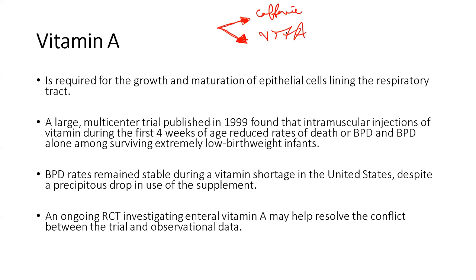So vitamin A is required for growth, and we know it's very important for the growth and maturity of the epithelial cell and repair. There was a large multi-center trial in 1999 that concluded that intramuscular IM injection of vitamin A in the first 4 weeks of age reduced the rate of death or BPD, and BPD alone, so either alone or combined, in those survivors.